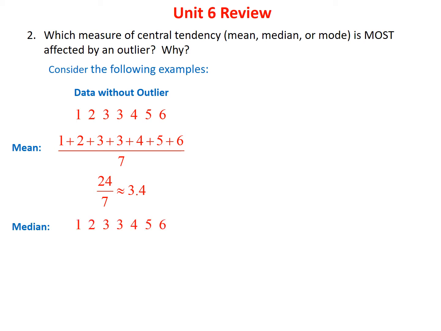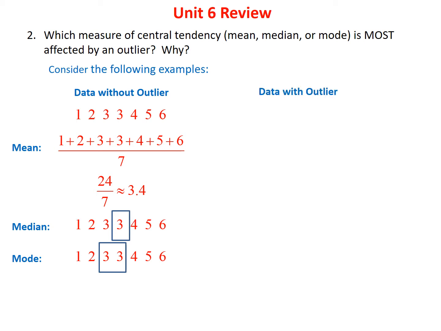The median is simply the middle number. So if I start counting off, I can cross off one there and there, there and there. And my median, you see, is 3. My mode, on the other hand, is the number that shows up the most. And in this case, the number 3 shows up the most. So my mean is 3.4. My median is 3, and my mode is 3 as well.